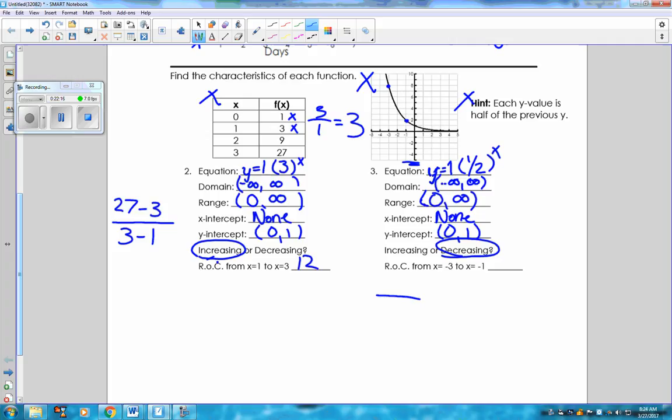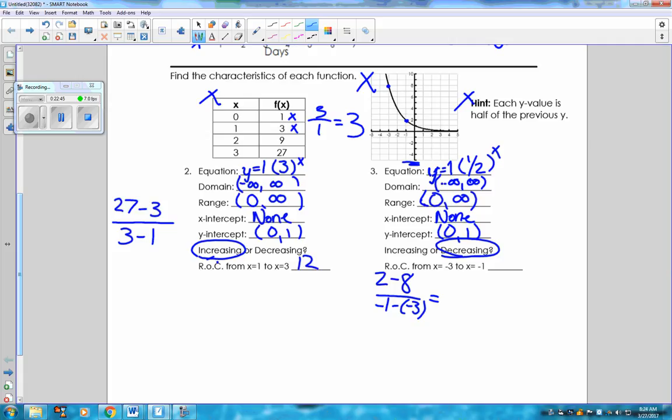it would be 2 minus 8 over negative 1 minus negative 3. Remember, x1 is your smallest value and x2 is your biggest value. 2 minus 8 is 6.